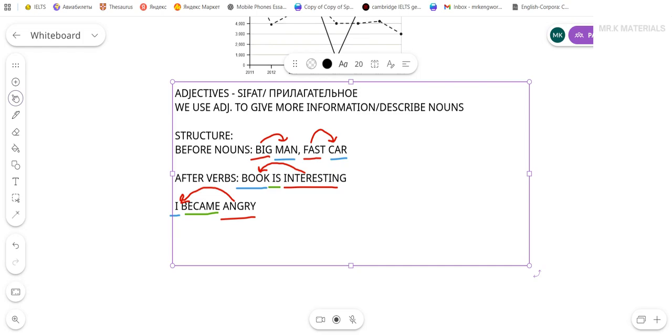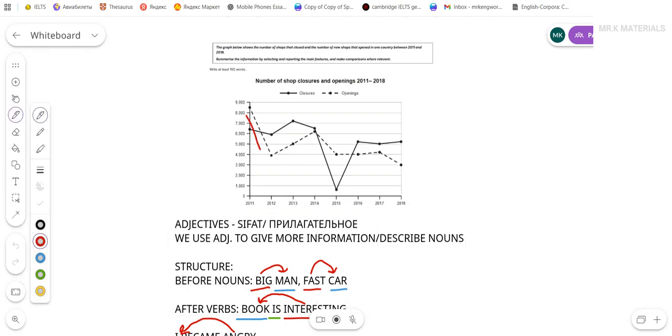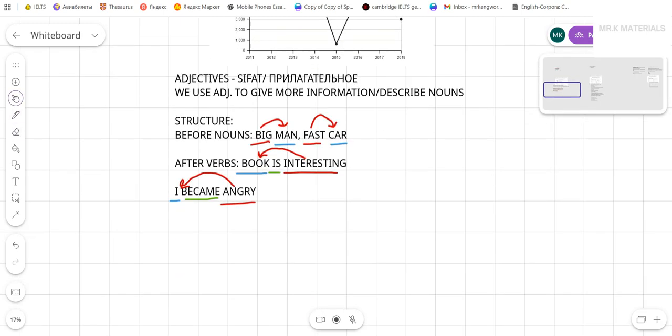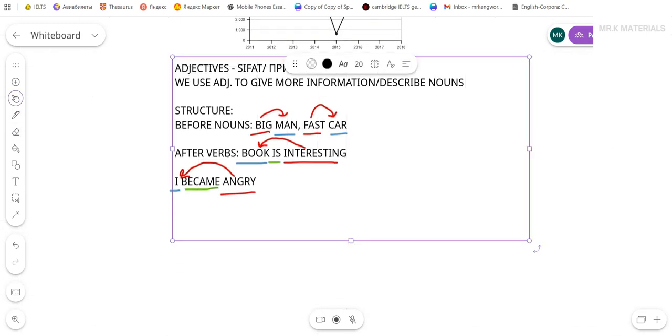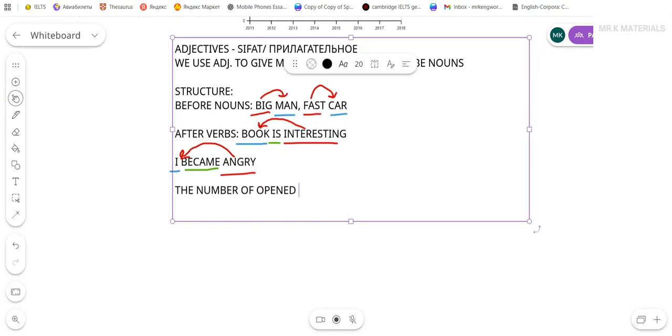A lot of people misuse adjectives to describe verbs, not nouns. For that, I'm going to use one example from the graph we have. For example, we're going to describe this key feature that the number of openings decreased. Yep, let's put it here. All right, I say the number of closed. Is it closed? No, opened. Sorry. Opened shops decreased.